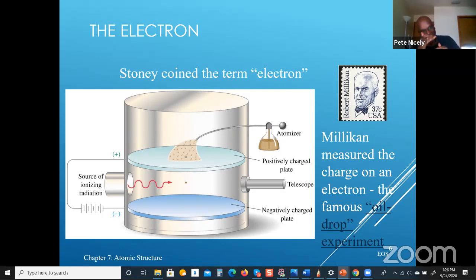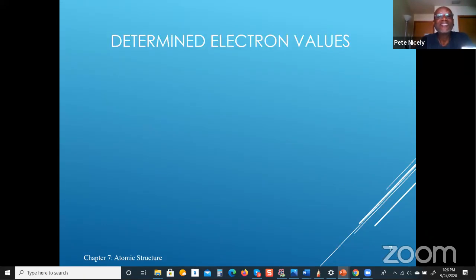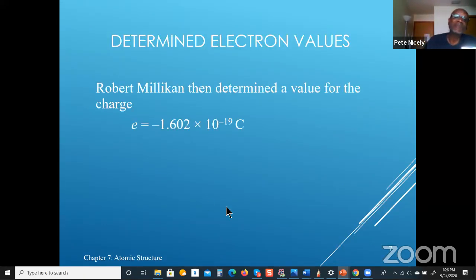And based on that suspension and other data, Millikan was able to calculate the charge on the electron. So he determined that the charge on the electron is equal to minus 1.602 times 10 to the minus 19 coulombs.